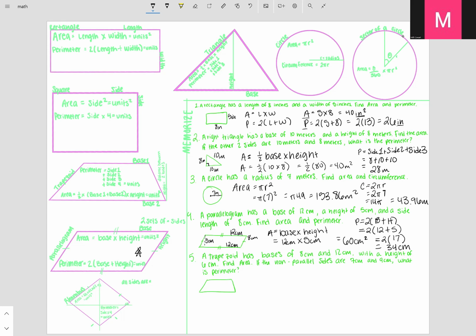And last, we have a trapezoid, and it has a base of 8 centimeters. We have one base of 8 centimeters and one of 12, with a height of 6 centimeters. Find the area. If the non-parallel sides are 7 centimeters and 9 centimeters. And our height can actually be looked at in the middle here. It doesn't matter if it's over here or if it's over here.